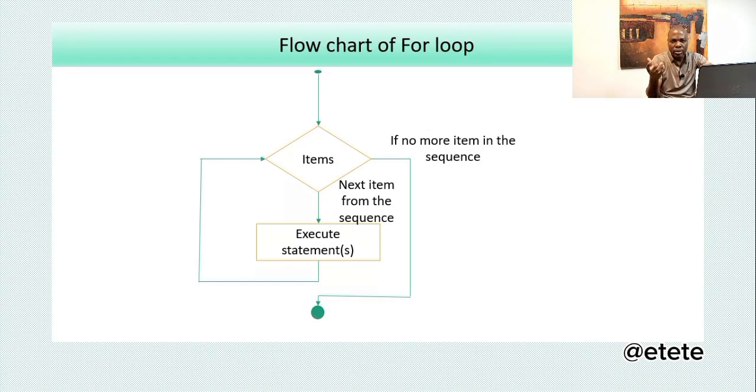The action could be something else. The action could be take it from this container and put it inside another container. So that could be the instruction. So that is a for loop. Now let's go to our PyCharm and let me demonstrate to you how this for loop works.